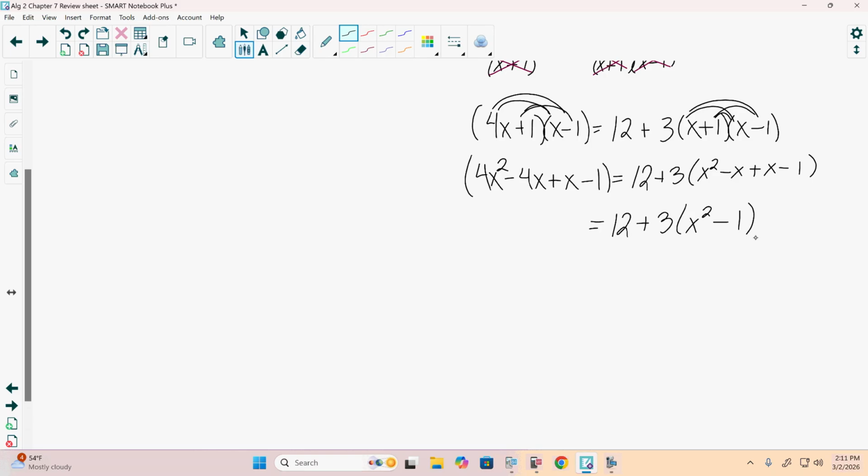On the left-hand side, we do need to combine like terms. Negative 4x plus x would indeed give us negative 3x. Questions on this here?